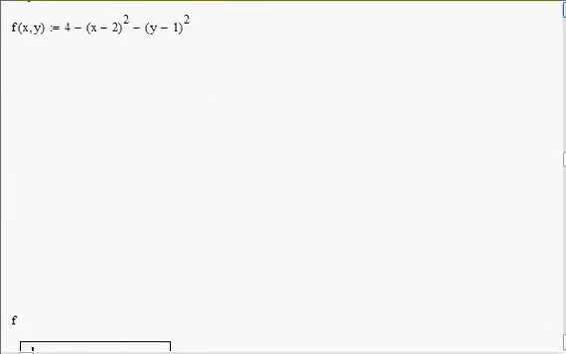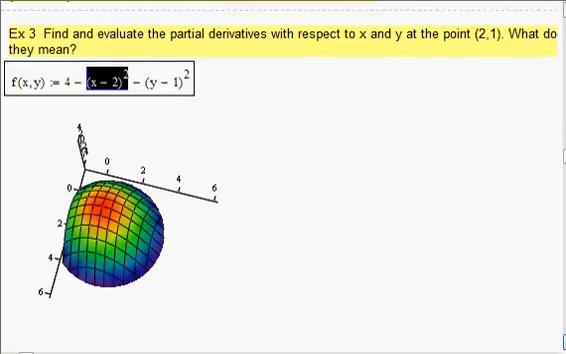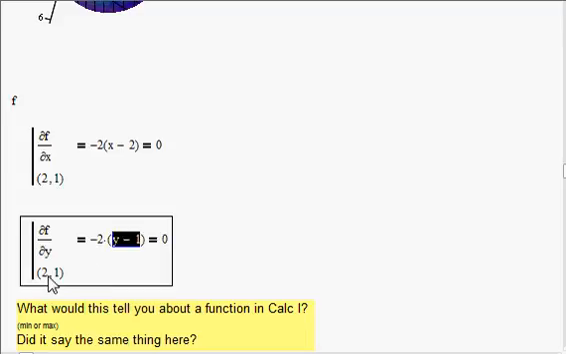Similarly, if we found the partial derivative of this function with respect to y, the derivative of 4 is 0, the derivative of the x part, that's a constant, so the derivative of that is 0, it's just negative 2 times (y minus 1) times the derivative of y, which is just 1, so it's just negative 2 times (y minus 1). And if we evaluate that at the point x is 2, y equals 1, then we get 0 for that also.